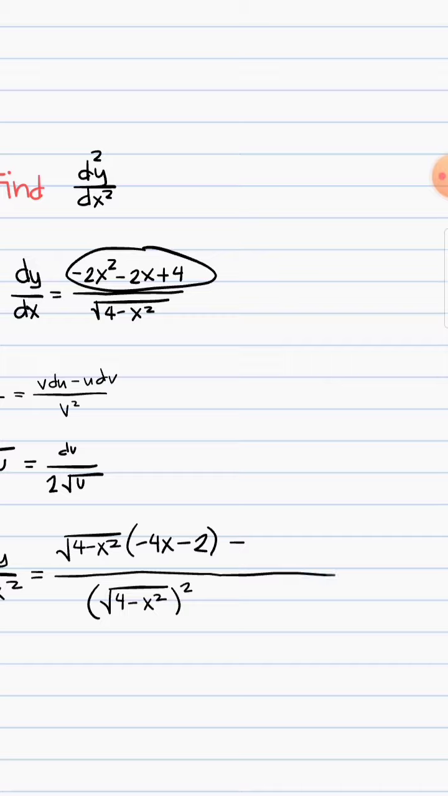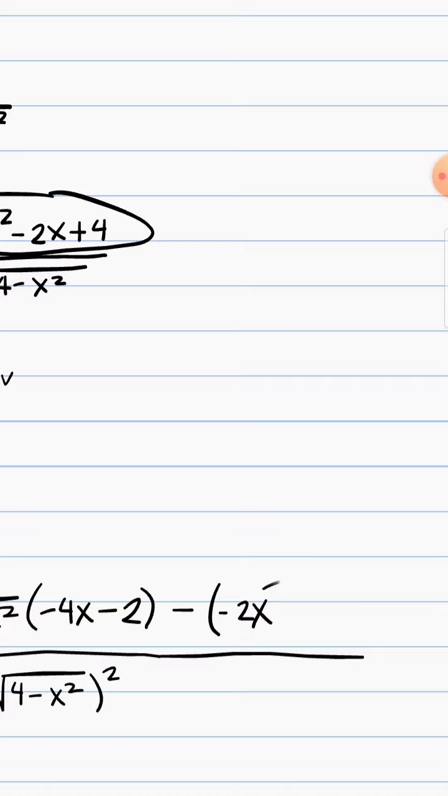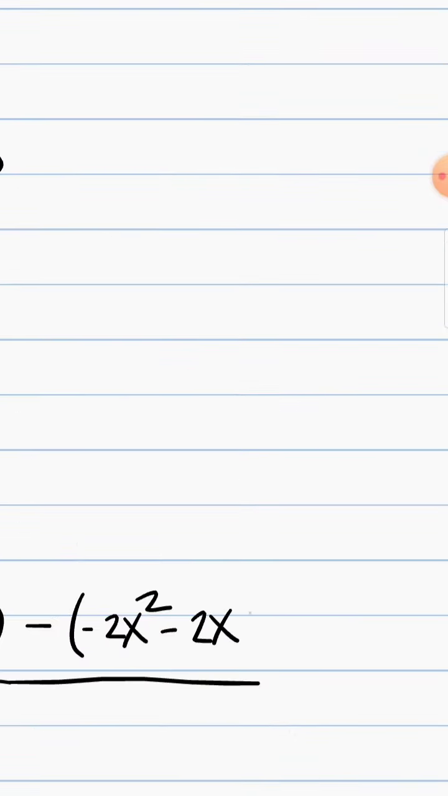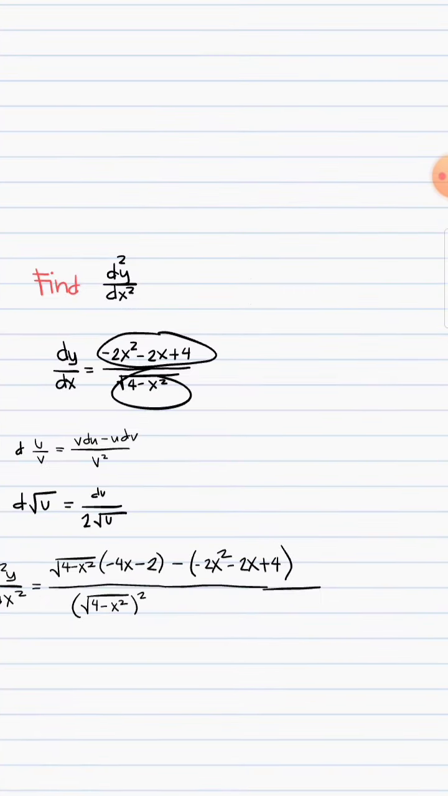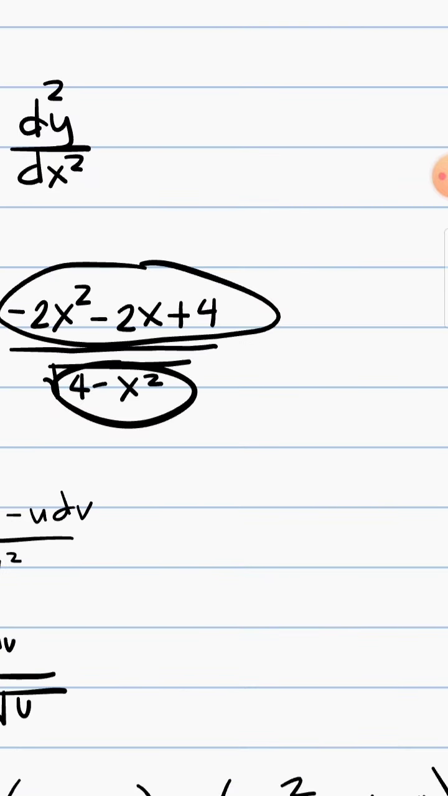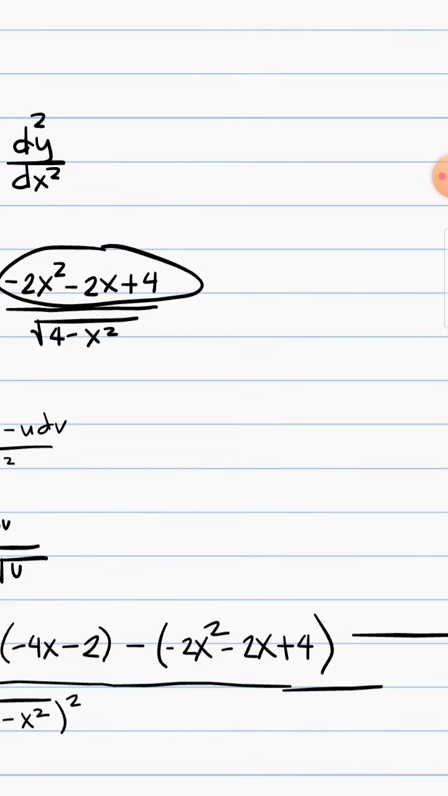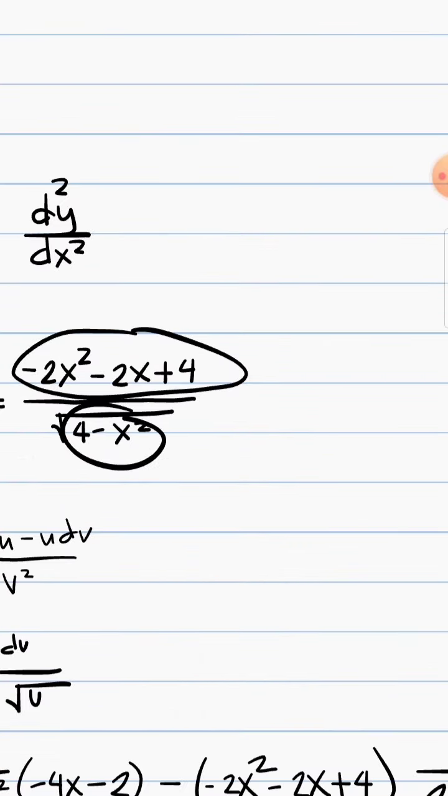Minus u. So our u here is this whole function, negative 2x squared minus 2x plus 4. And then multiplied by the derivative of this one, the v. The derivative of that is just the derivative of the inside, so 4 minus x squared. The derivative of 4 is 0. The derivative of negative x squared is negative 2x, all over 2 times the square root of the u, which is 4 minus x squared.